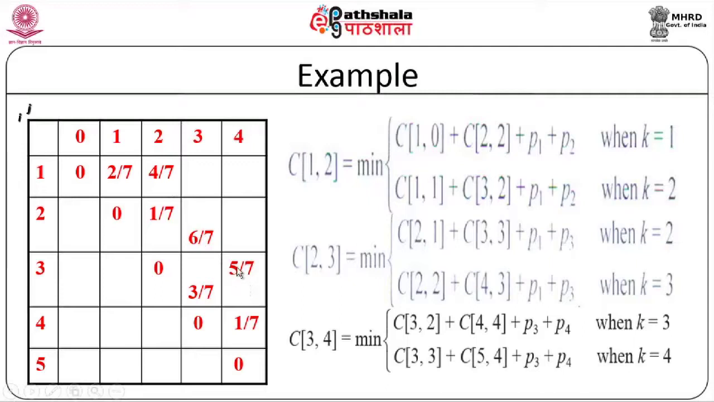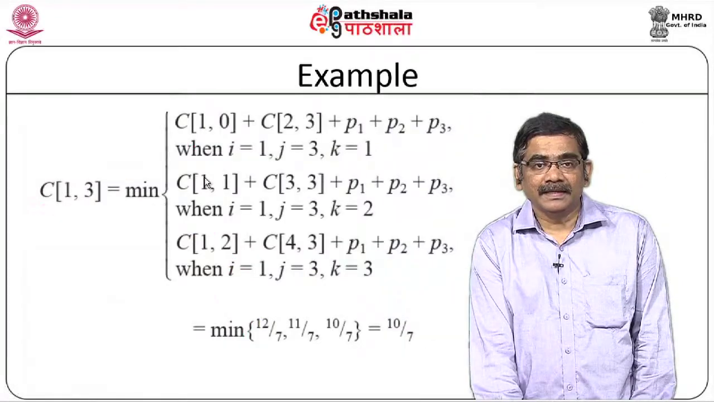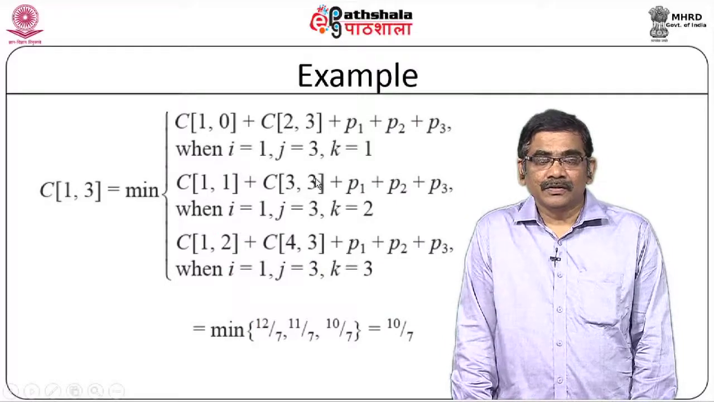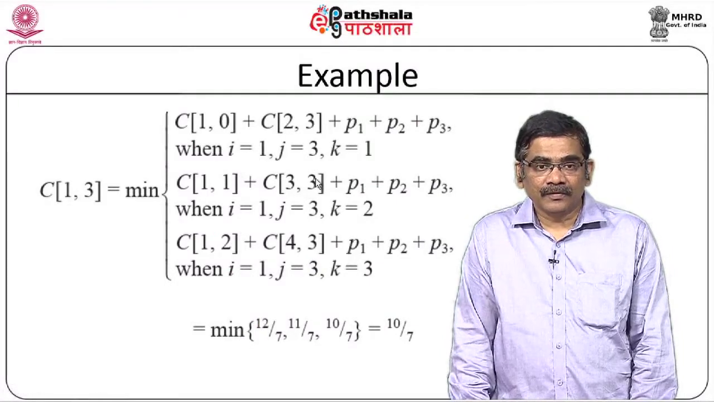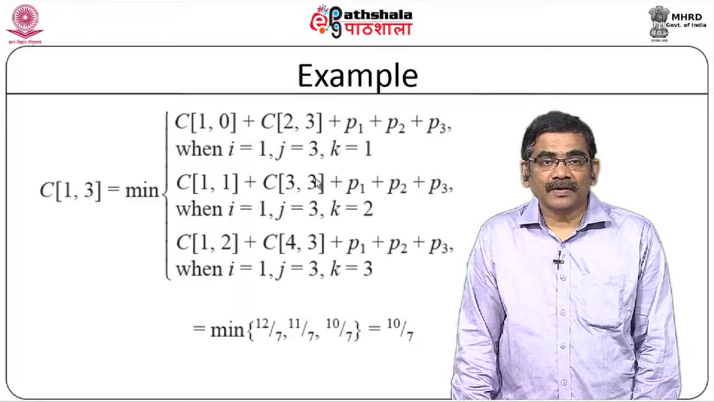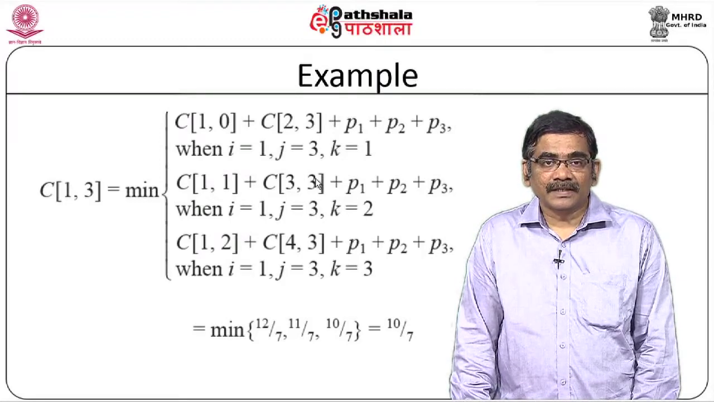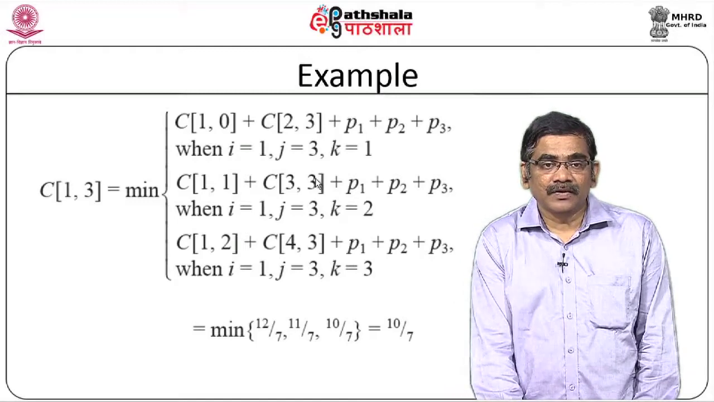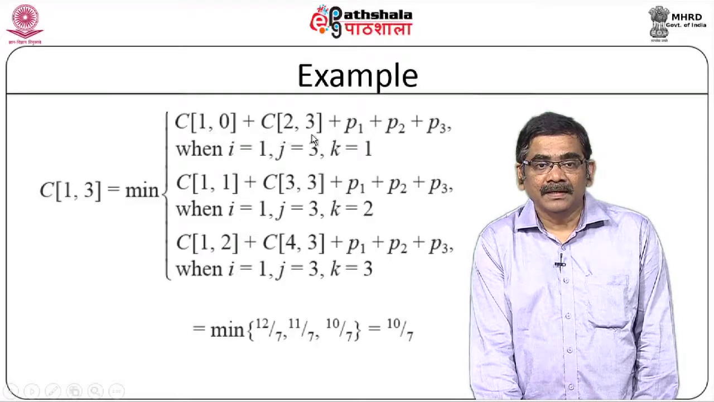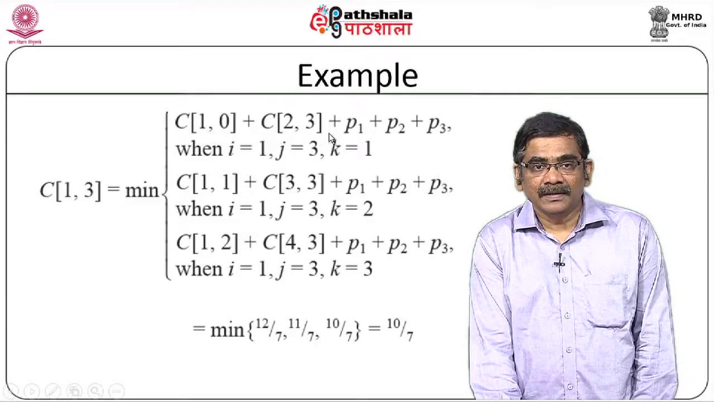Next we have to find this, that means it is 1 comma 3. 1 comma 3 means you have 3 keys, so you have different possibilities. Again, you compute that by means of your recursive definition. It is going to be C of 1 comma 0 plus C of 2 comma 3, which we have already computed. So, 3 elements.